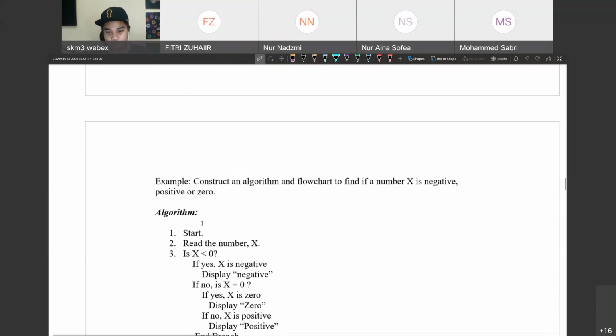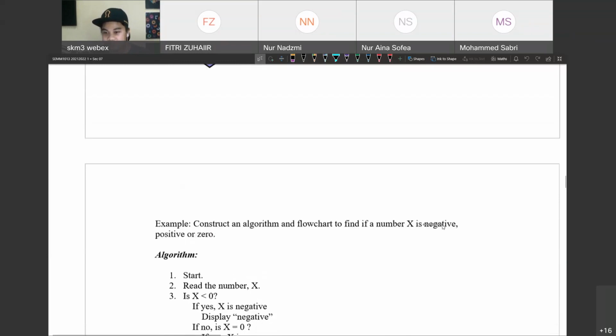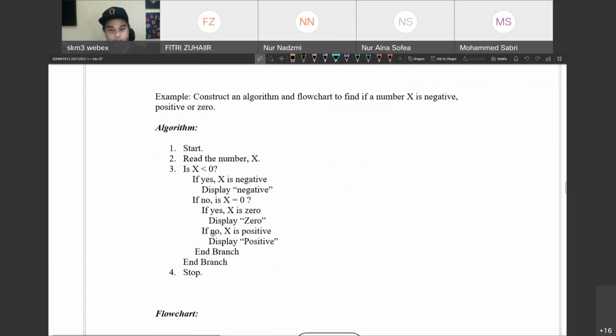So, example: construct an algorithm and flowchart to find if a number x is negative, positive, or zero. Can you see? It gives the decision whether it is negative, positive, or zero. So, the algorithm: we start the program and read number x. That means the user inputs the value of x. Now test number one: is x less than 0? If yes, that means x is negative, of course, so display negative. If no, is x equal to 0?